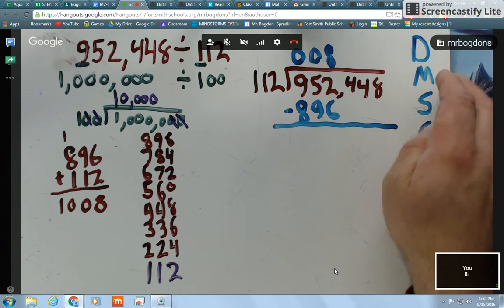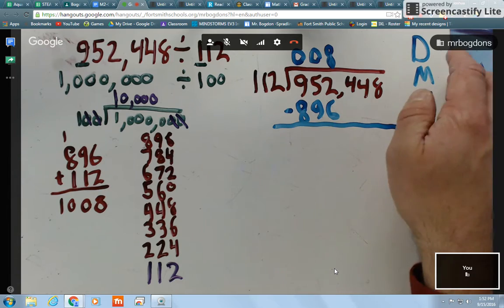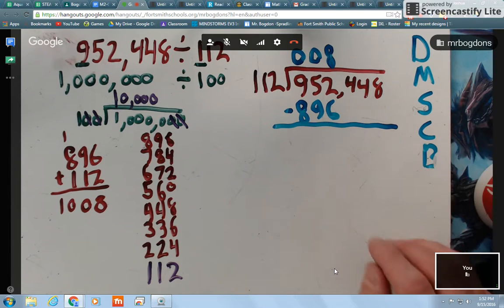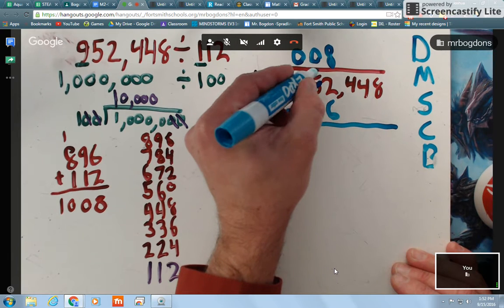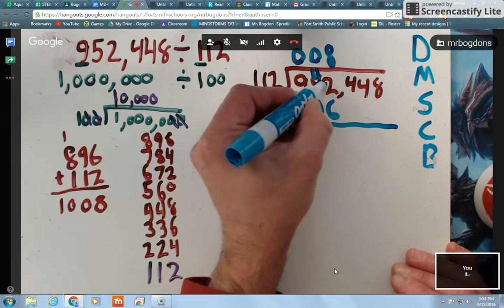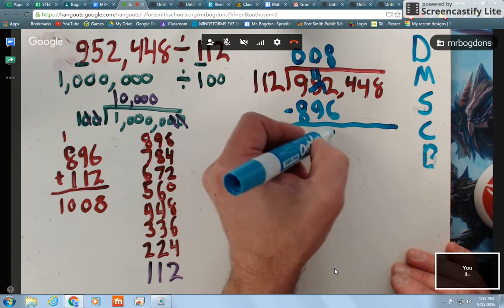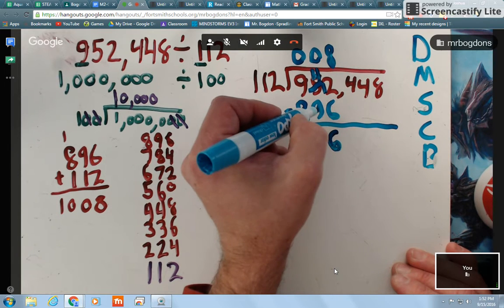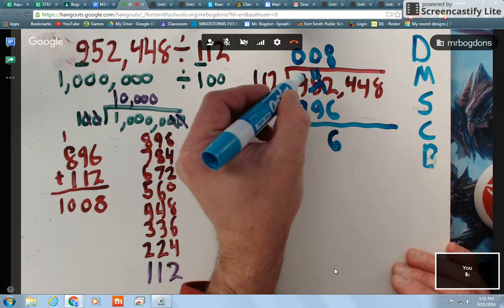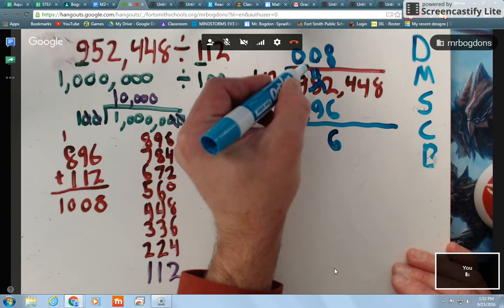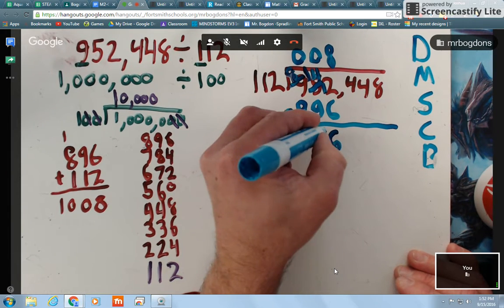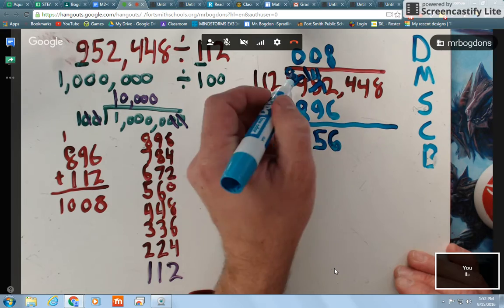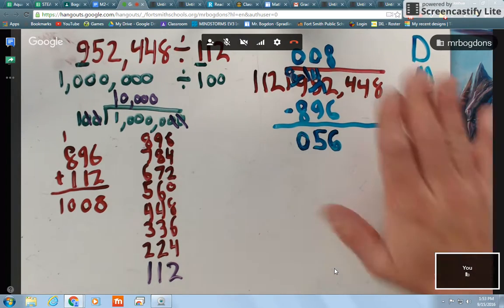I found my multiple. Now I'm on to subtraction. And does McDonald's sell cheeseburgers? Can I take 6 from 2? No. I need to regroup. That becomes 4. This becomes 12. 12 minus 6 is 6. Can I take 9 from 4? No. Regroup. That becomes an 8. This becomes a 14. 14 minus 9 is 5. Very good. And 8 minus 8 is 0.